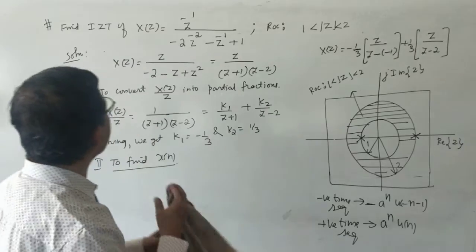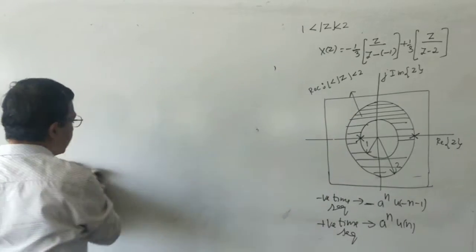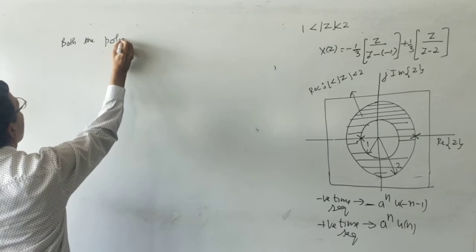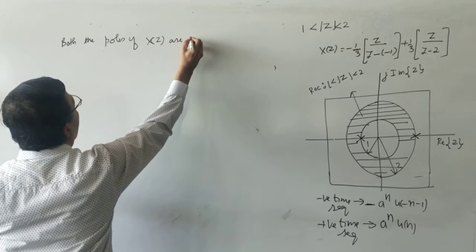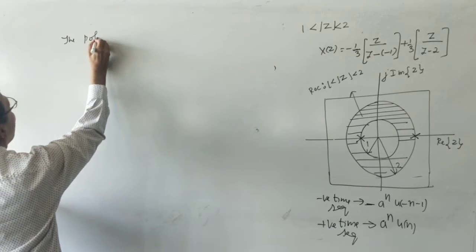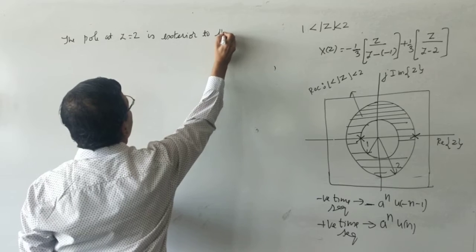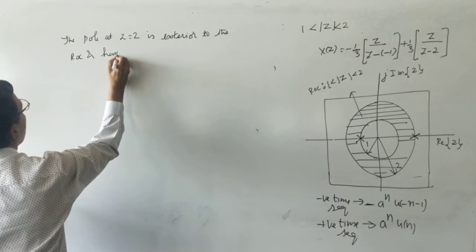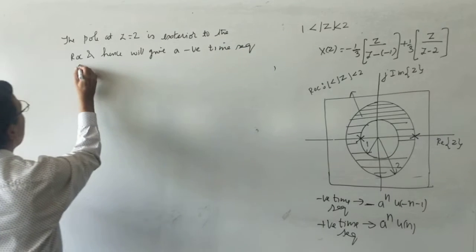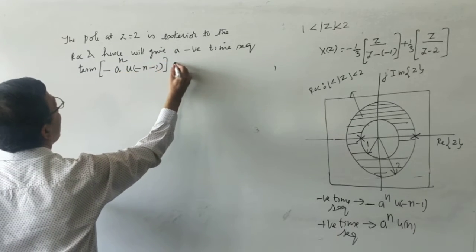So I am going to write now both the poles of X(z). Sorry, I made a mistake. The pole at z equal to 2 is exterior to the ROC and hence will give a negative time sequence term. Just in the brackets I'll write what that term is. Minus a to the power n u of minus n minus 1.